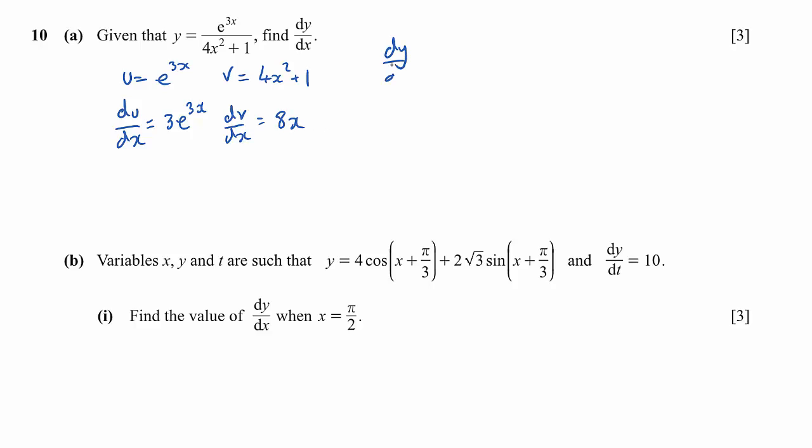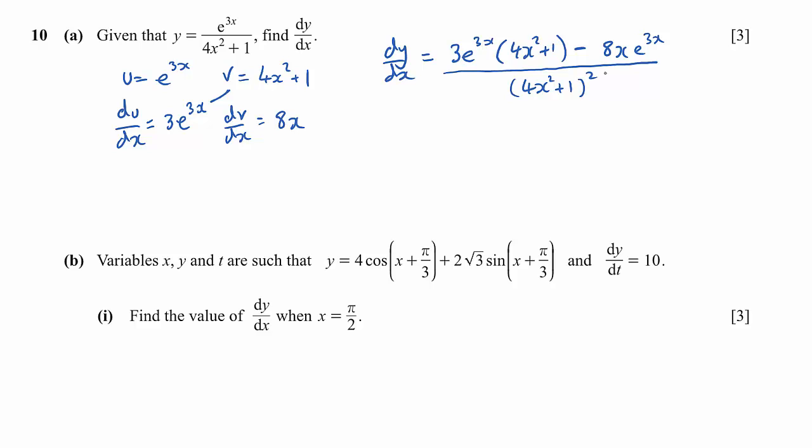So dy/dx is v du/dx, so that's this one multiplied by this one. So that's going to give me 3e to the 3x times 4x squared plus 1, take away u dv/dx, which is 8x e to the 3x, all divided by v squared, 4x squared plus 1, all squared.